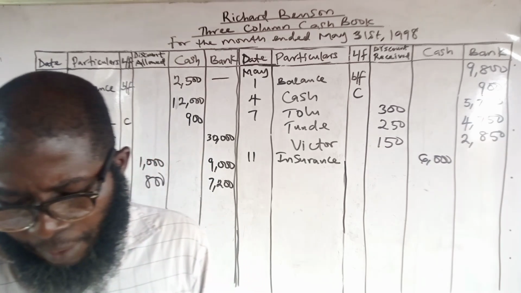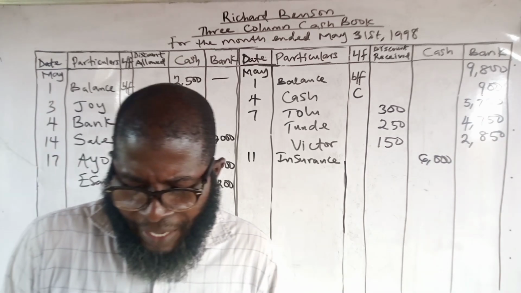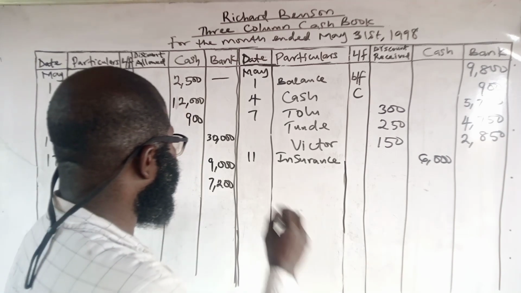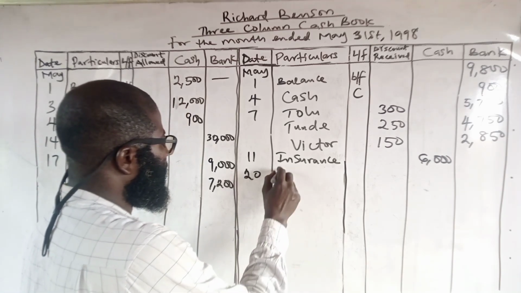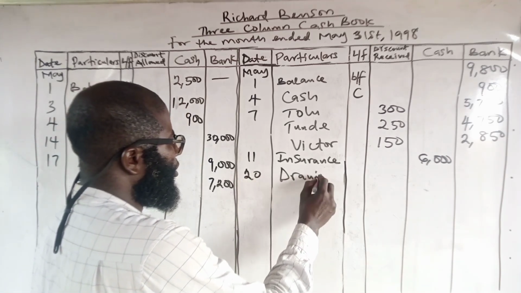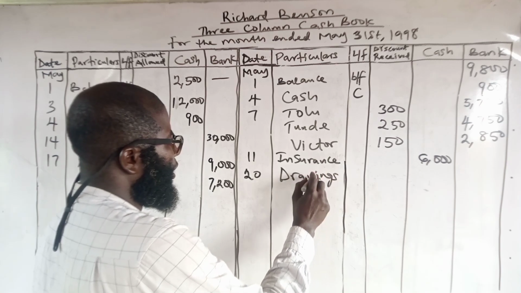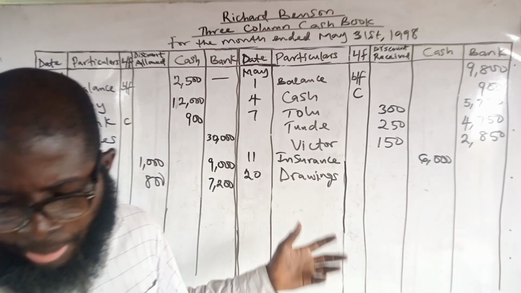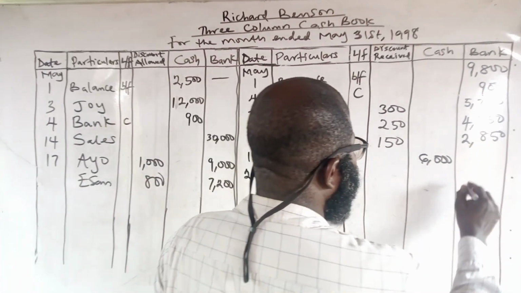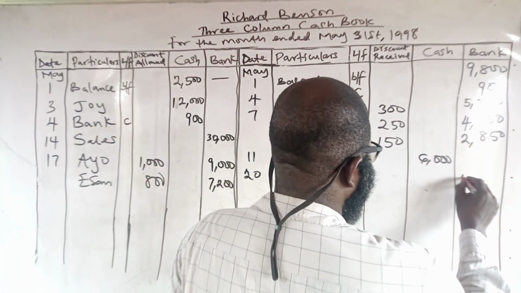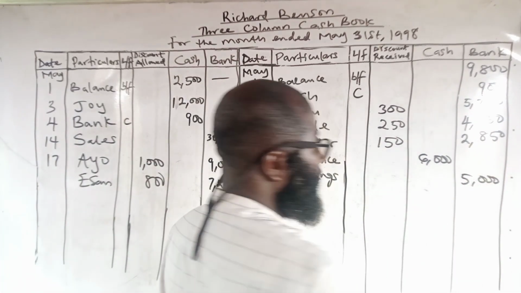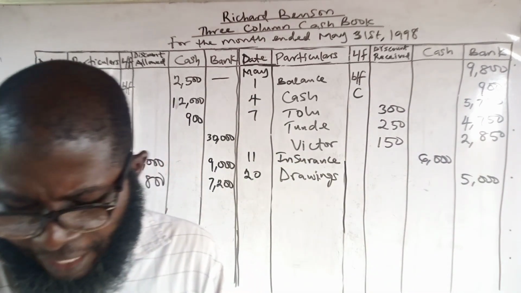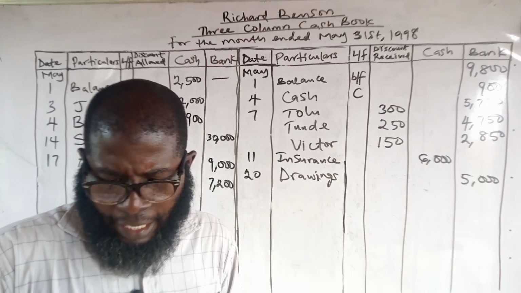Then for May 20th, we drew 5,000 naira from bank for private use. Come here, May 20th, put drawings. Okay. This drawing is for private use. Therefore, you are going to come to the bank side, put 5,000 naira here. This is not a contra entry. Rather, it is private use for the owner.